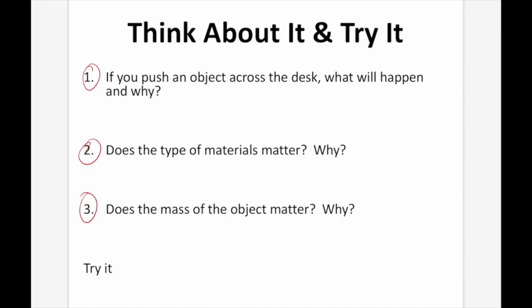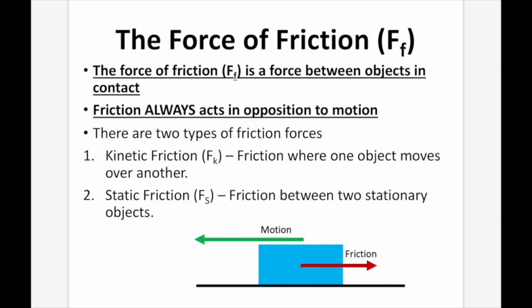Now what happens when you push an object across the desk? What happens and why? Well, if I push an object across the desk with enough force, it's going to slide. Why does it slide? It slides because our Fnet is not equal to 0, so we get motion out of the object. Does the type of material matter? It certainly does. Heavier objects, rougher objects, they're going to slide slower because they're going to have what's called more friction. And for number 3, I just mentioned, an increase in mass is going to lead to an increase in friction. And an increase in friction is going to cause a slower motion of the object across the other object. So let's dive more into friction.